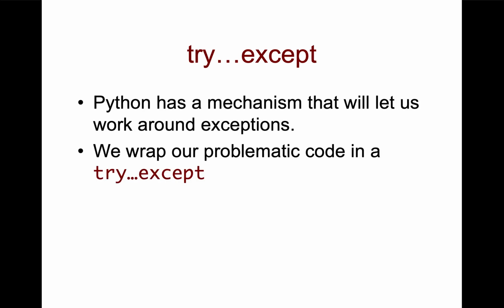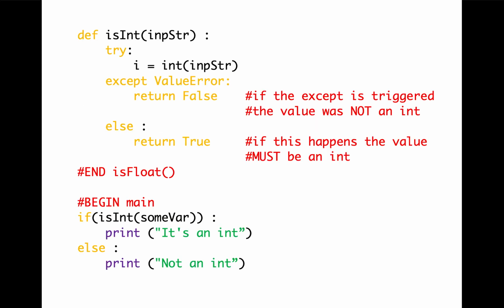So Python's got a mechanism that's going to help us work around exceptions. We take our problematic code, the code that might cause an exception to occur, and we wrap it in a try except statement. Here's an example of that happening. You'll see that there's a function here called isInt, and it's expecting some kind of an input string. Here's the try statement, and in the try statement, we're taking input string and we're trying to convert it to an int. We happen to be assigning it to a variable I, but we don't have to do that.